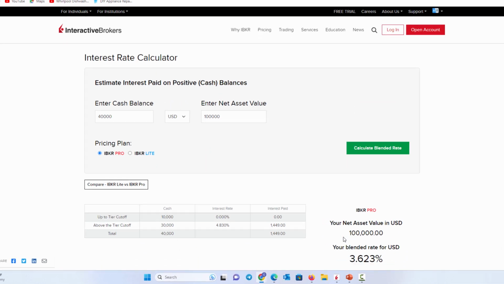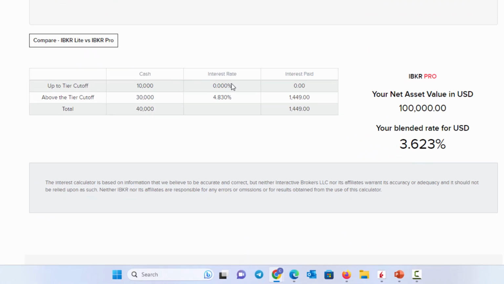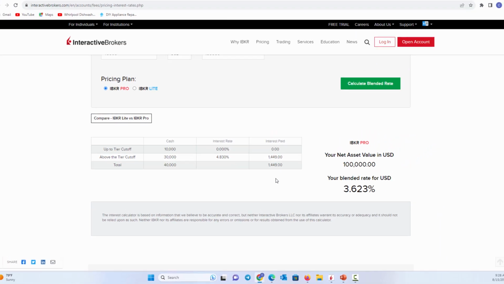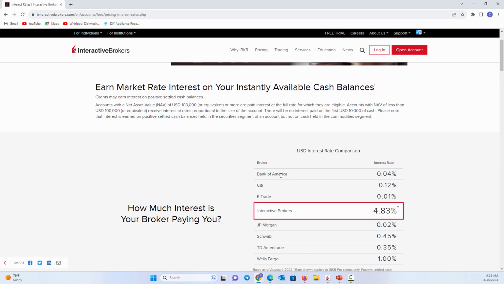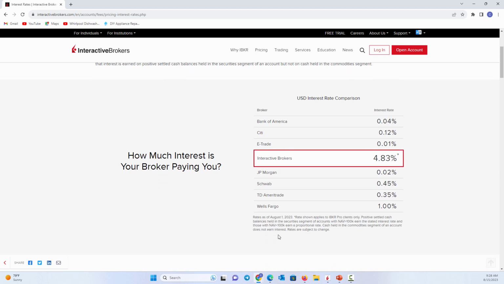Now imagine you are somebody that kept a large, large cash balance at $40,000. If we calculate that blended rate, the first 10, nothing. But above that tier cutoff, you're getting that interest, and that's almost $1,500 for the year that you would not get at an E-Trade, a Bank of America, Citi, a Schwab account, and so forth. So that's a little bit more on interest rates and how they work on unused cash at Interactive Brokers.